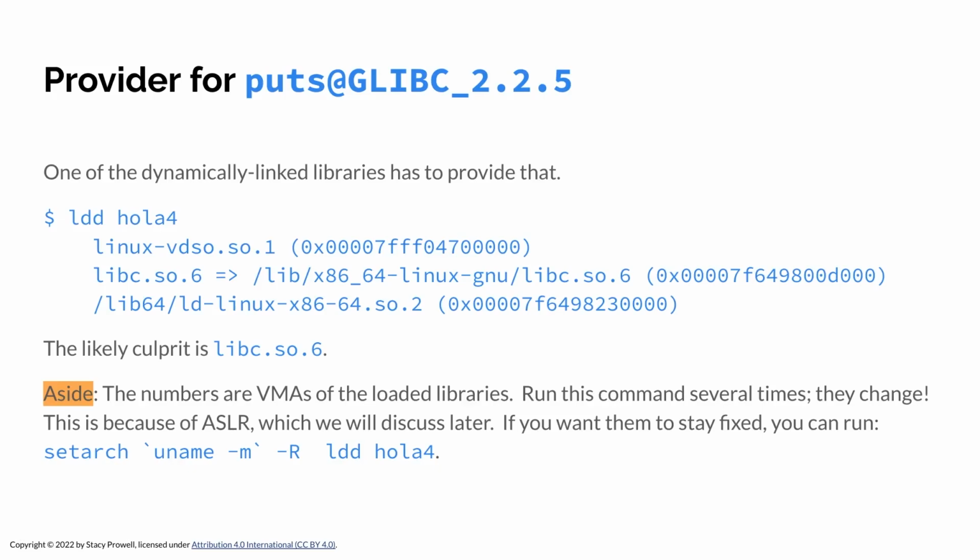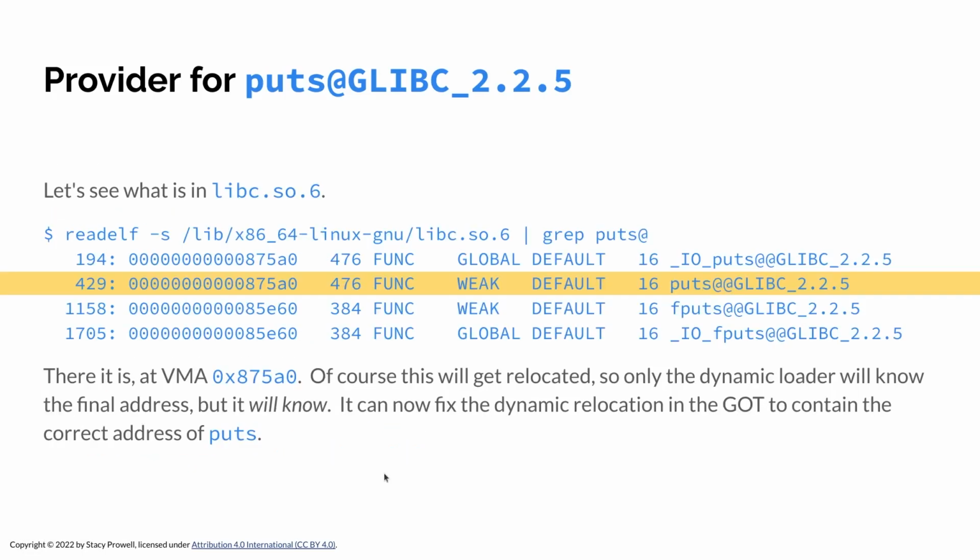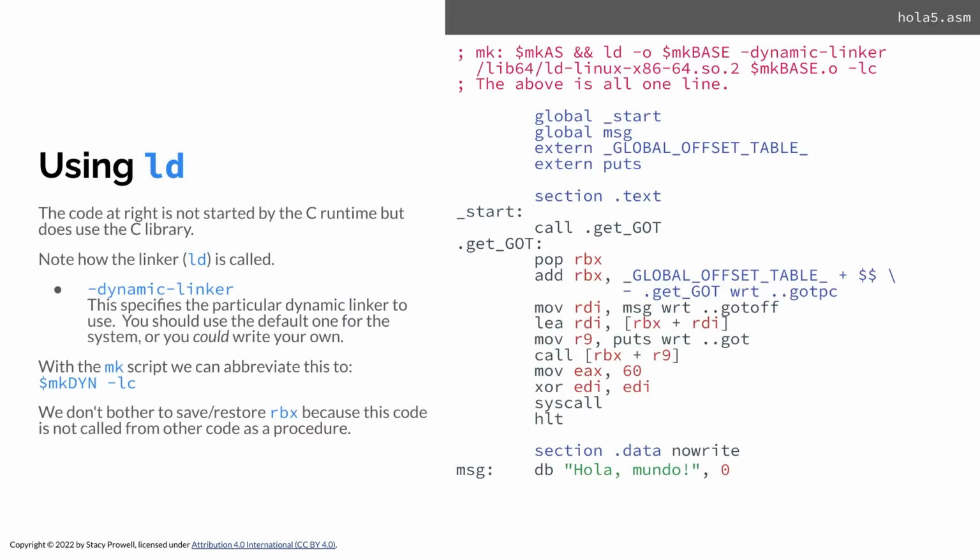So you can turn that off, and here's how you turn that off. Let's see what's in libc. We can do that by looking at the symbol table for libc and grepping for puts. There's an fputs and some other stuff, but here we found puts right here at 875A0. It's going to get relocated, so only the dynamic loader will know the final address, and then it can fix the dynamic relocation in the GOT with the correct address of puts.